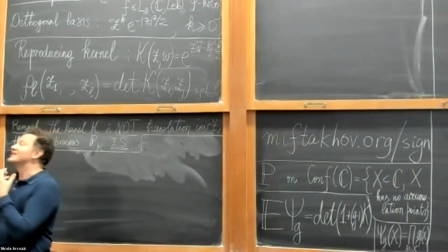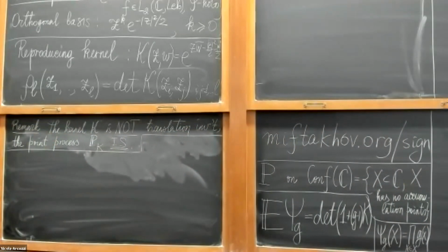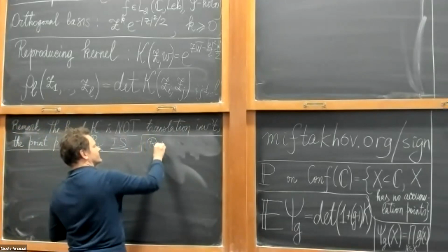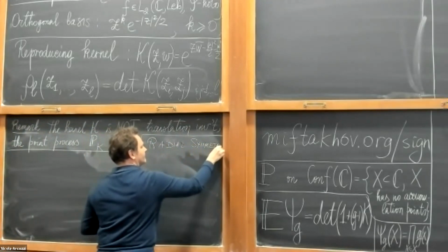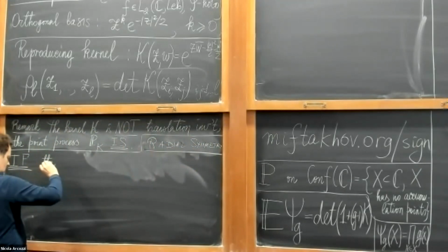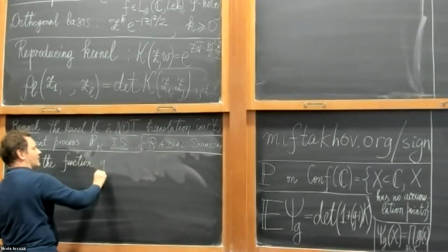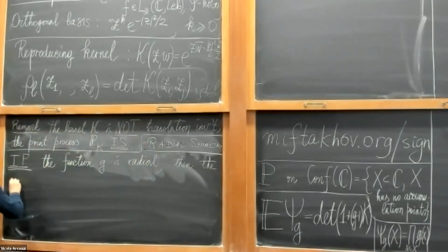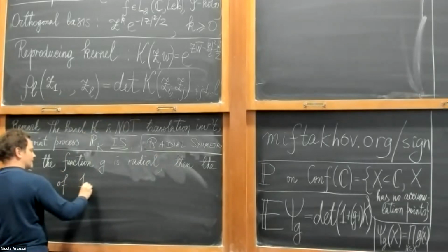But there is also a very important radial symmetry for this process. In this case, one can see that if the function g is radial, so it depends only on the radius, then the spectrum of the operator 1 plus (g minus 1) K can be found explicitly.